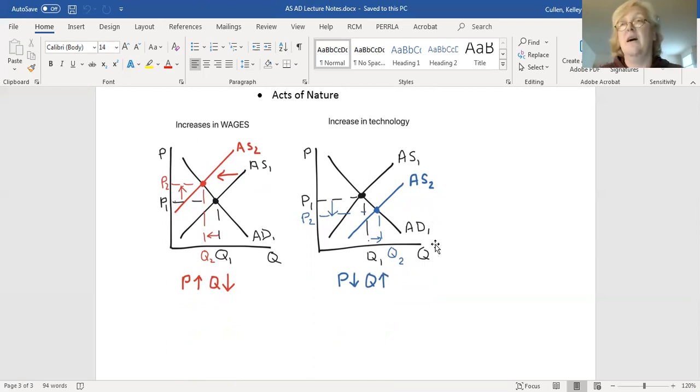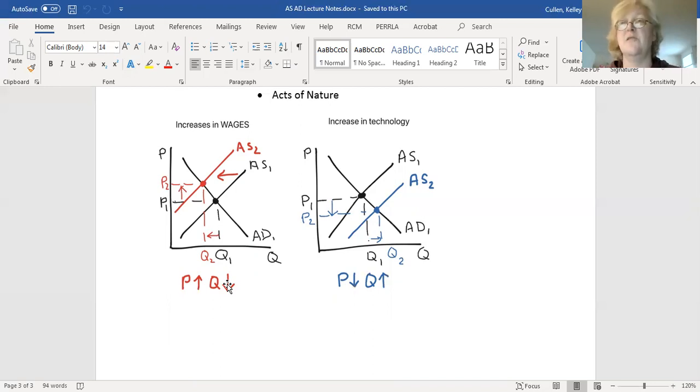Okay. Wages, increase in wages, that's going to decrease the aggregate supply. A leftward shift. Notice my directional arrow is left. It is not up. Okay. And that's going to pull up prices and decrease quantity. Increase in wages here is actually causing stagflation. Stagflation is stagnation in the economy. Q is falling along with inflation.